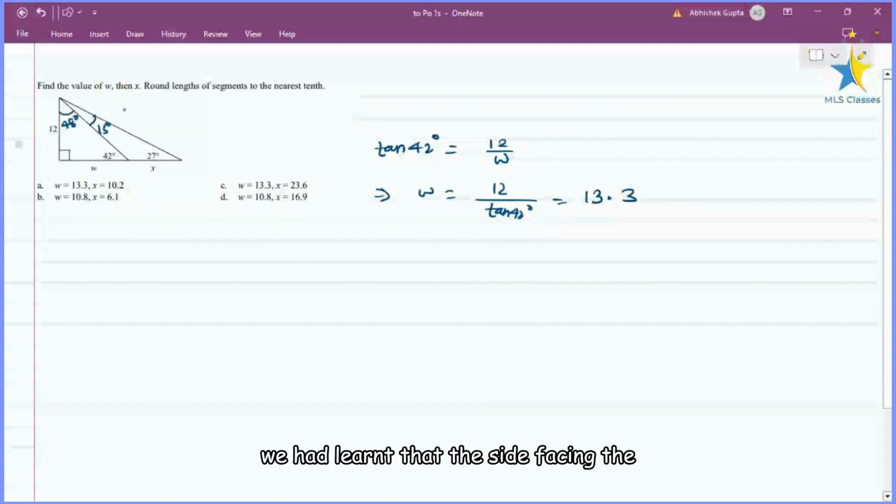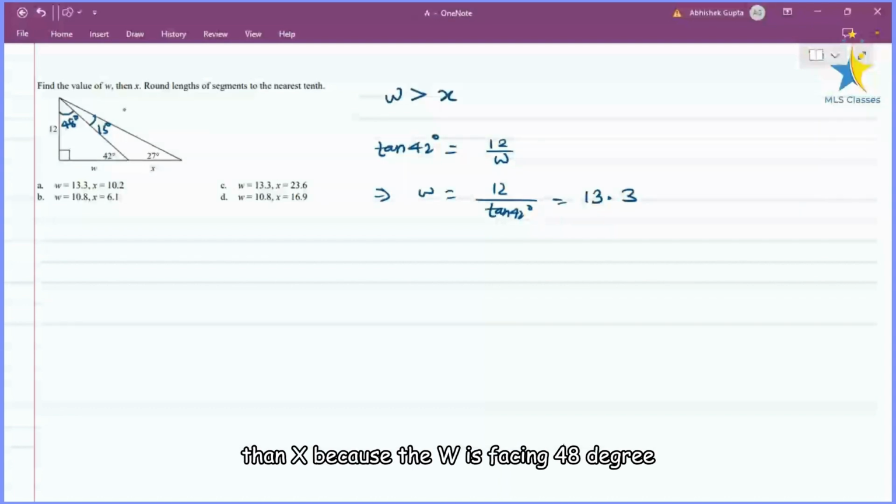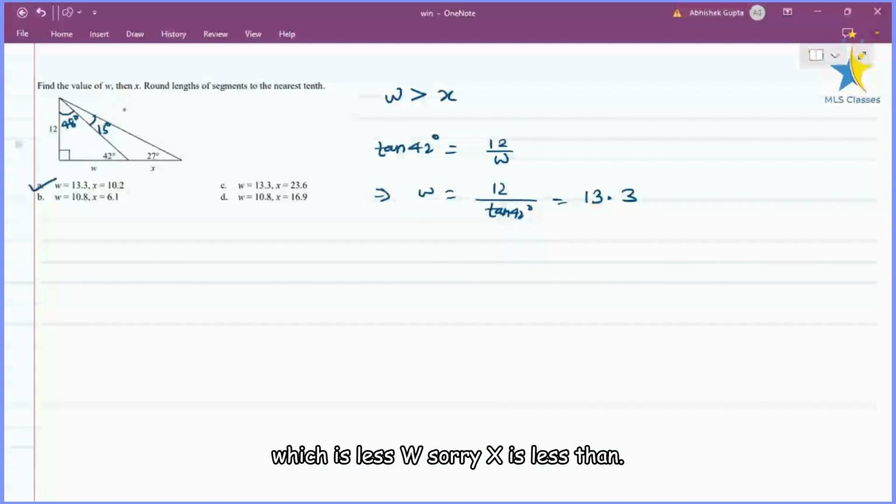We have learned that the side facing the smaller angle is shorter, and the side facing the larger angle is longer. That means we can say W should be greater than X, because W is facing the 48 degree angle and X is facing the 15 degree angle. So you can see only option A is given, which says X is less than W. So it will be option A.